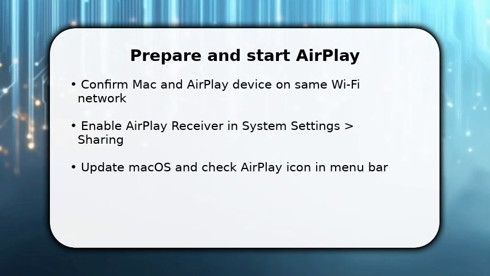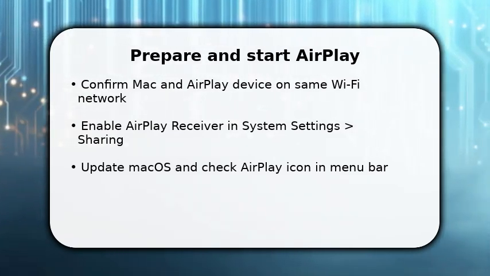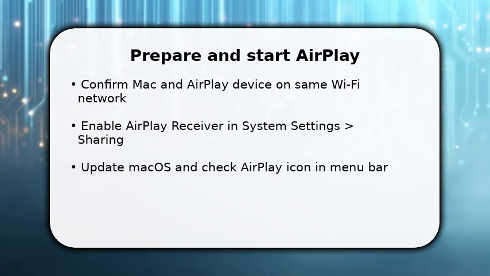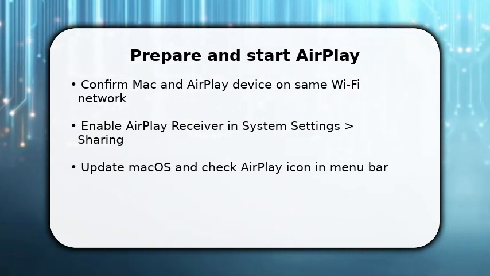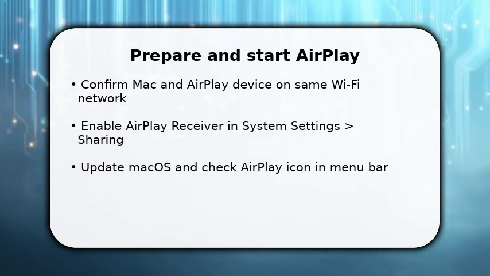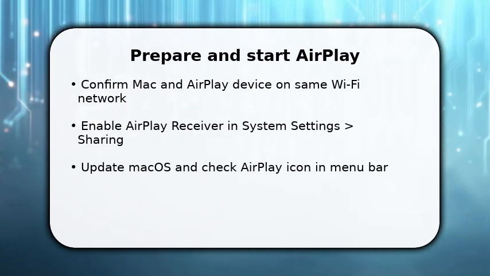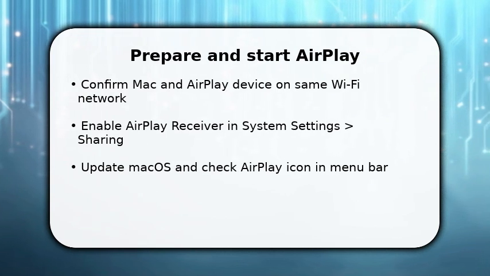Enjoy the video. You begin by preparing the Mac and the receiving device so the connection works. Make sure both devices are on the same Wi-Fi network and enable AirPlay Receiver in System Settings under Sharing. Once done, look for the AirPlay icon in the menu bar or open Control Center. This is how you initiate streaming.